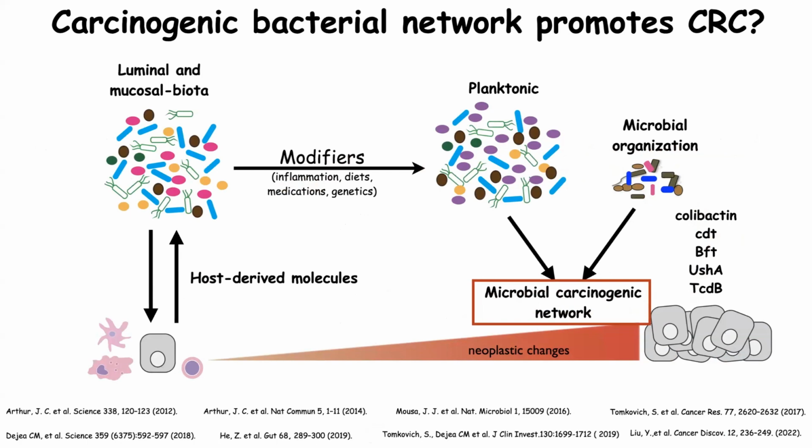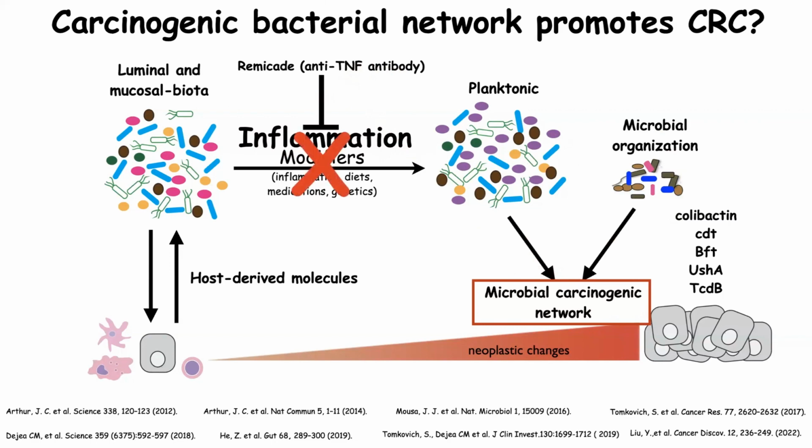This is very important. So the question is, if, let's say, inflammation is important to create these changes, could you intervene and block inflammation to prevent the creation of this carcinogenic network? We addressed this question, and what we did, we used an anti-TNF antibody. The same as what people who have rheumatoid arthritis or psoriasis are on, anti-TNF medication, okay? So let's block inflammation and see what happens.